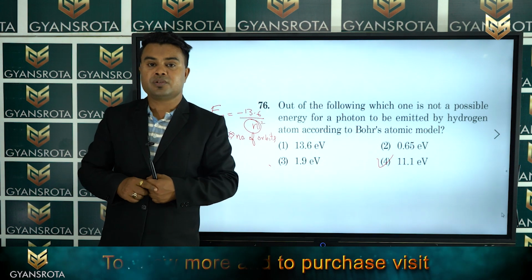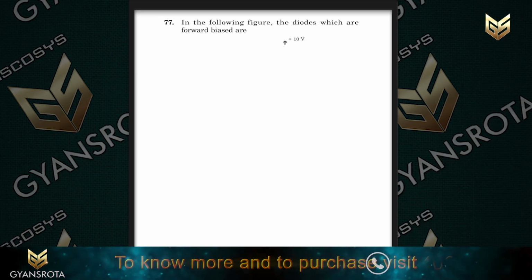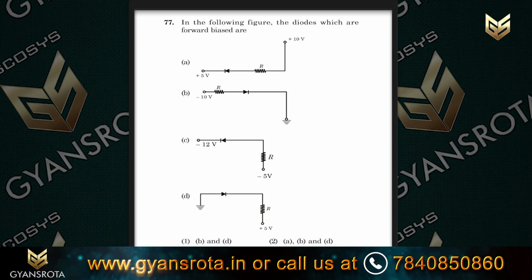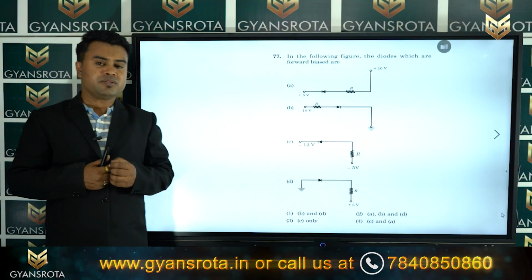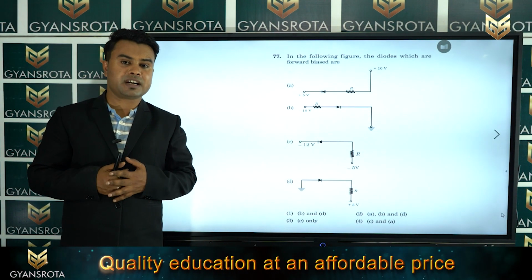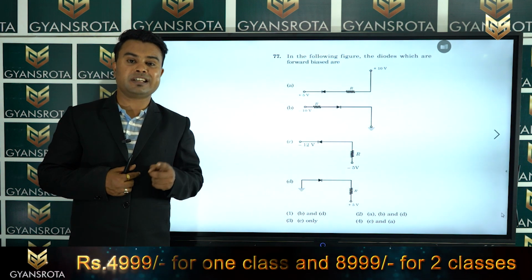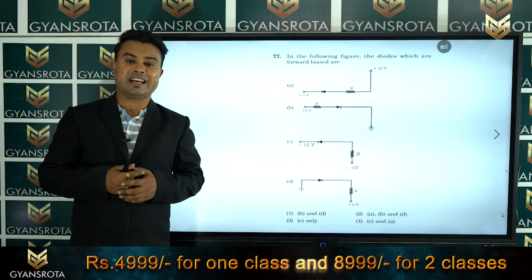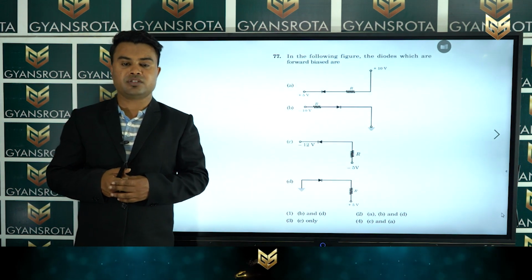Fine. So now let us move to the next question, that is question number 77. In the following figure, which of the following diodes are forward biased? What is forward bias? This question came from semiconductor physics. When the positive terminal of the battery is connected to the P side and the negative terminal of the battery is connected to the N side of the diode, then the diode is called forward biased.